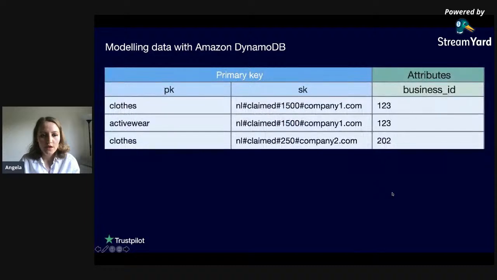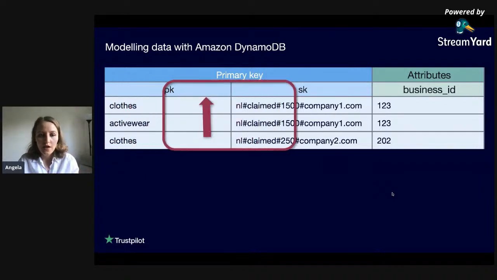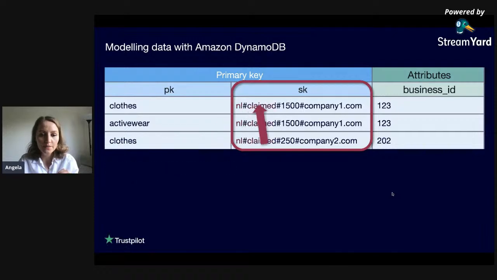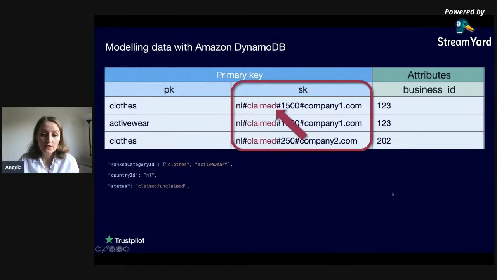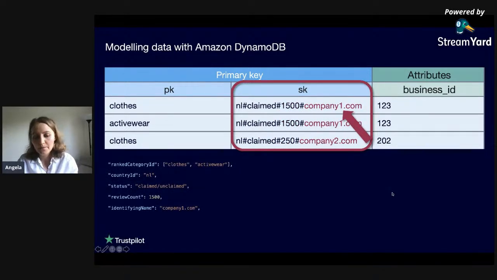Well, the table that I created to answer that query is this one. But now let's see in more detail what exactly I have done here. So first of all, for my partition key, I chose to use the category IDs. And then in my sort key, I started with the country ID, followed by the status of the company, the number of reviews, and then the identifying name.